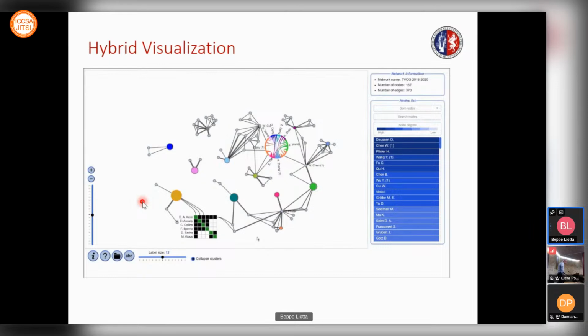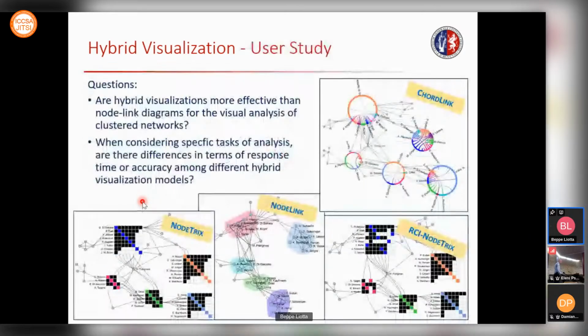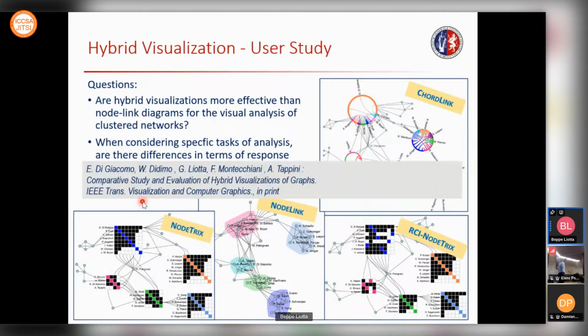And then you can ask yourself, which one is better? Should I always use chord-link? Should I always use the row-column independent NodeTrix representation? Should I use the classical NodeTrix representation? Maybe the node-link where I encircle my clusters with colors. And of course, you can then run tests. And I will get back to tests and how these tests are run later. But then this is ongoing work.